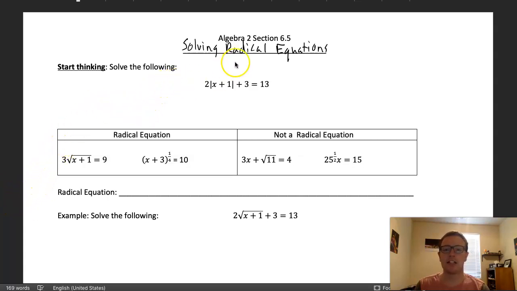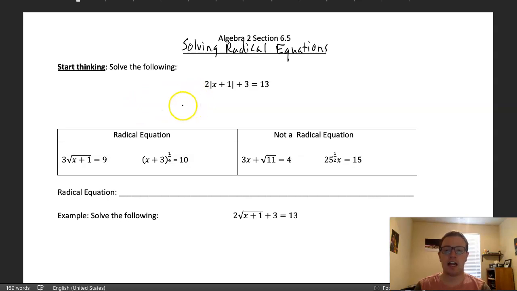Today we're going to be covering section 6.5, and what this entails is solving radical equations. Now to get us to start thinking, we're going to do an absolute value equation problem here. Our radicals will act very similar to absolute value equations, and we'll be dealing with some absolute values a little bit later in the lesson.